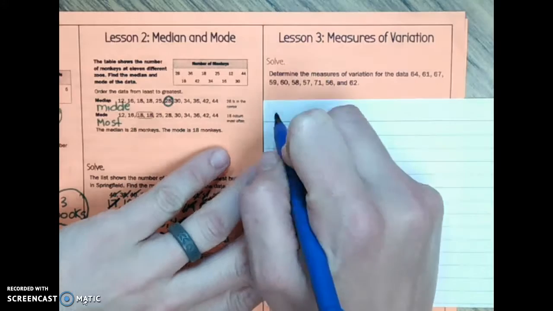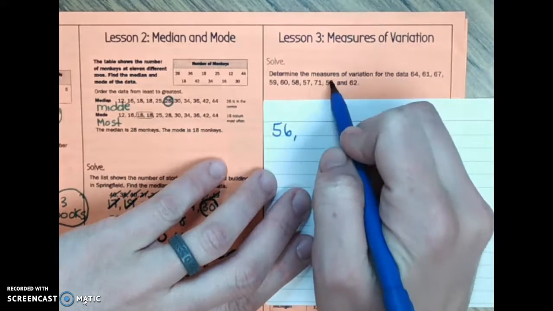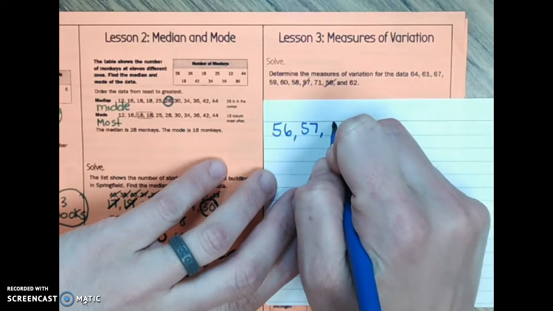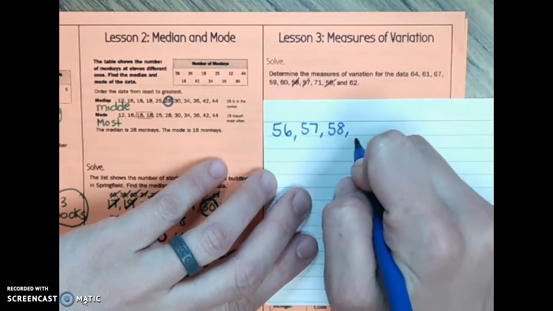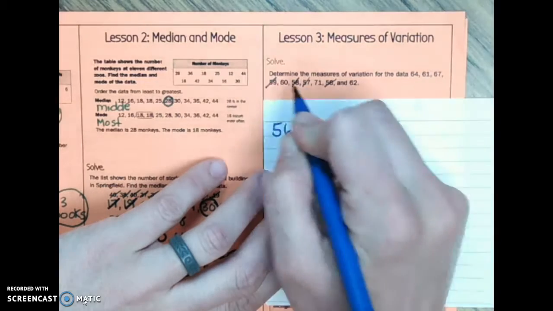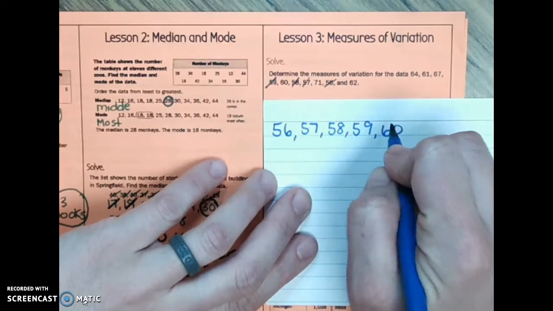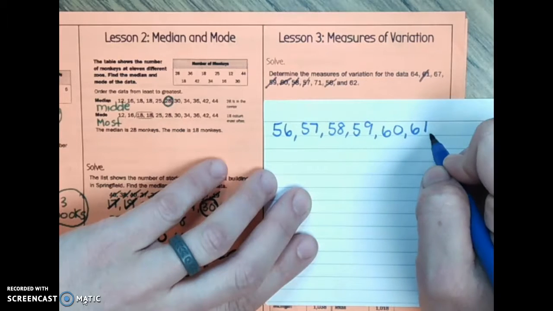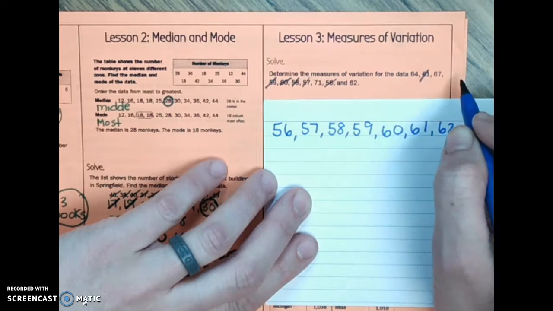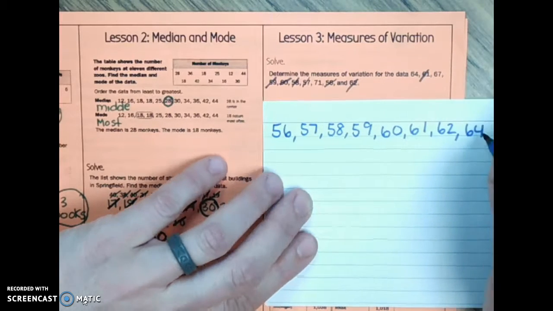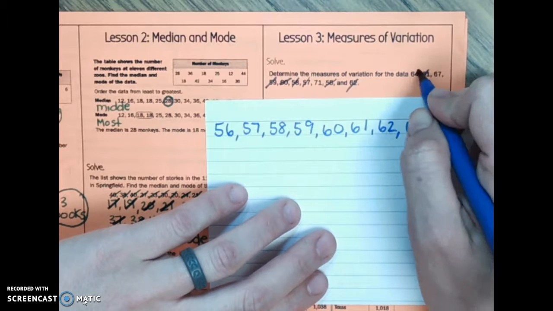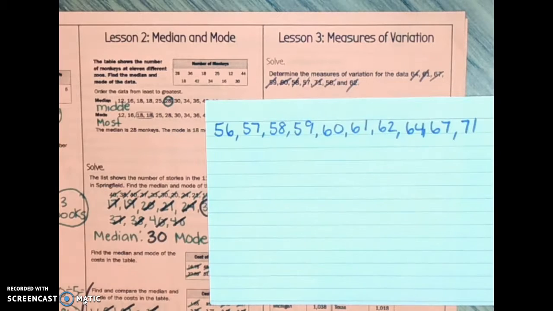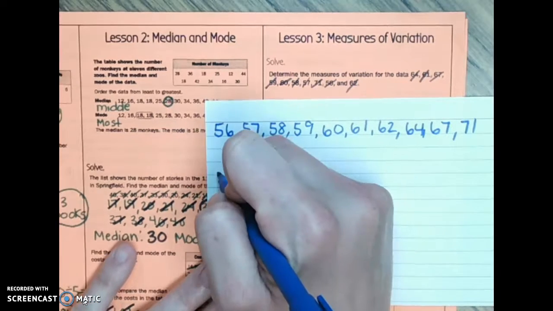So we have 56, 57, 58, 59, 60, 61, 62, 64, 67, and 71. Okay, and what we're going to need to find now is first the range.